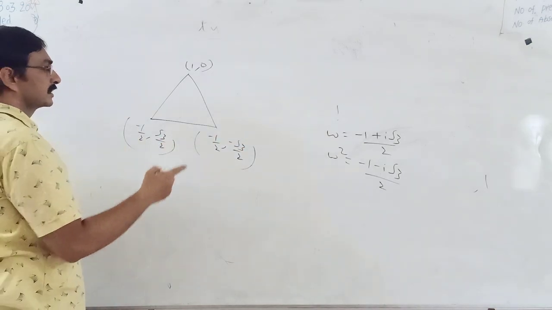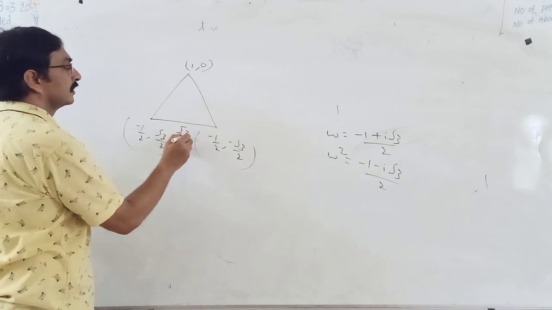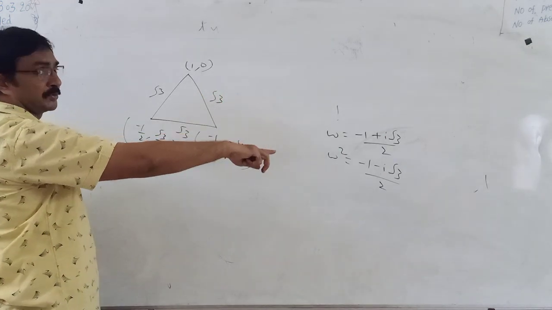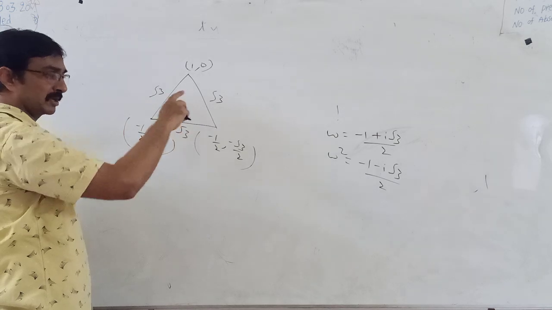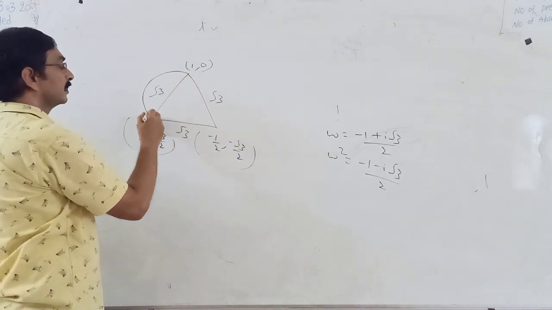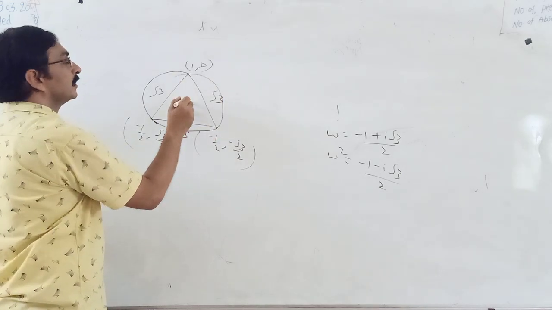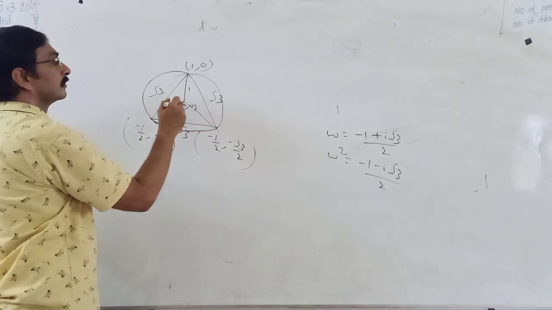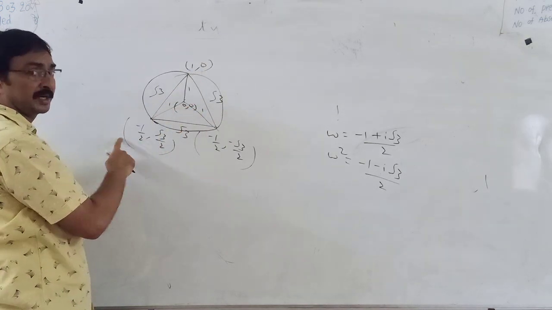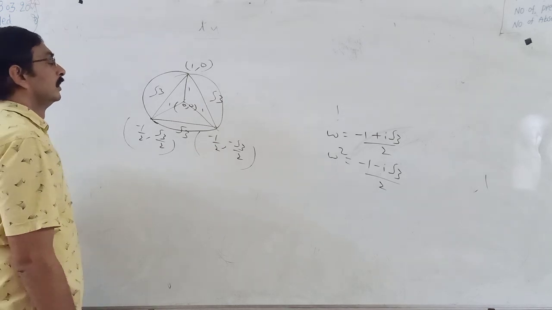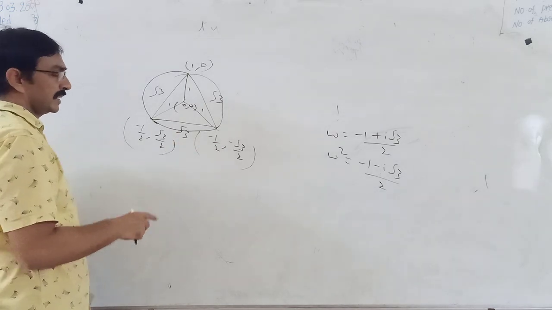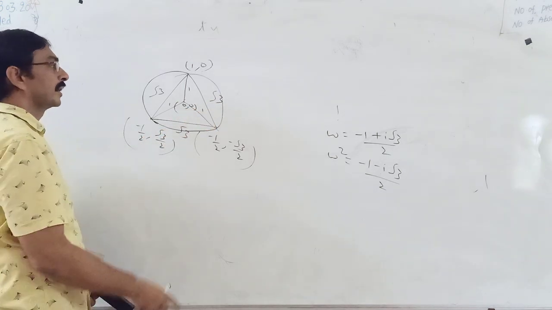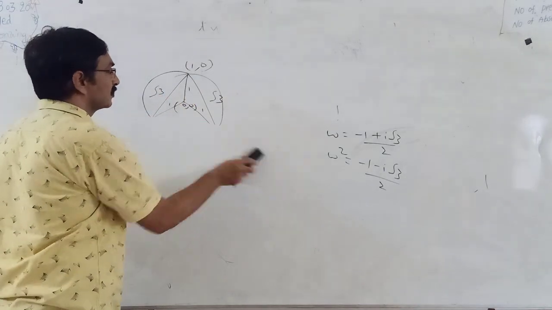Check the distances. All distances are equal. Each side is root 3. This is also root 3. This is also root 3. So, cube roots of unity are vertices of an equilateral triangle and also lie on the circle with center 0, 0 and radius 1. Check: the distance from the origin to each point is 1. So this is about the geometrical meaning: vertices of an equilateral triangle of side root 3 and area root 3 by 4 into root 3 whole square, lying on the circle having center origin and radius 1.